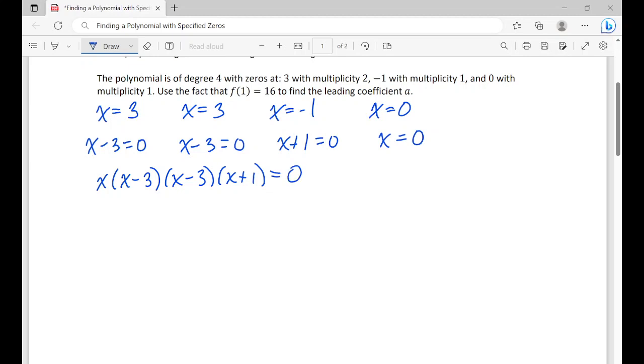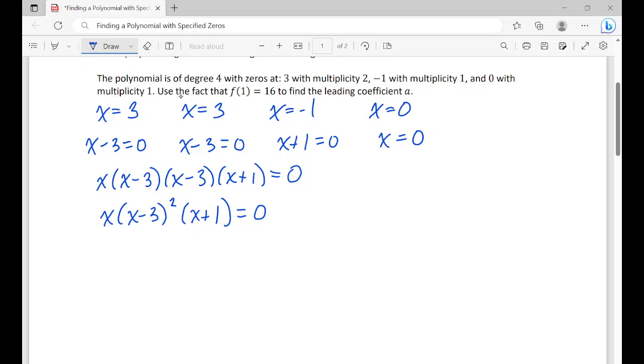And again, I'm going to simplify it just a little bit more. So I'm going to have x minus 3 squared, and x plus 1 equals 0. So I brought everything back together. Very simple, very easy. That's a polynomial.